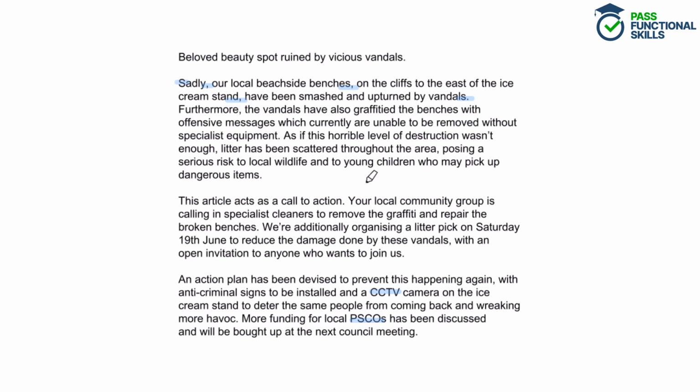Other punctuation that we've got includes apostrophes. So here we have we're. This is a contraction of the words we and are, and because we have gotten rid of the A in are, the apostrophe goes in the middle where the A was. We've also got a hyphen used in anti-criminal. Now, hyphens are used to join two words together to create one word with a single meaning.